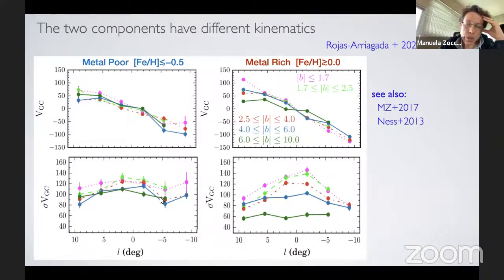The velocity dispersion is more or less constant for metal poor stars at different longitude and at different latitude. Instead, for the metal rich stars, there is a pretty large gradient, with the velocity dispersion being lower far from the plane and higher when we get closer to the plane. Many different authors find the same. So this is also not debated.